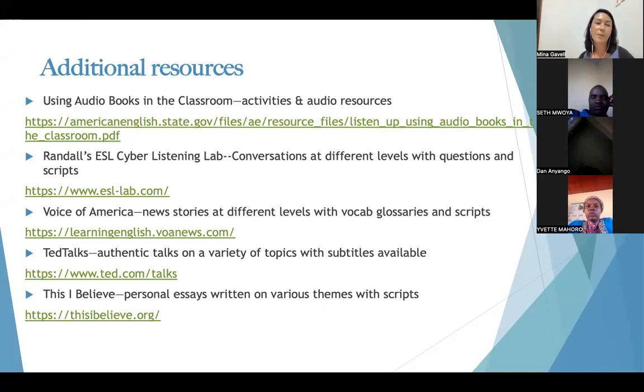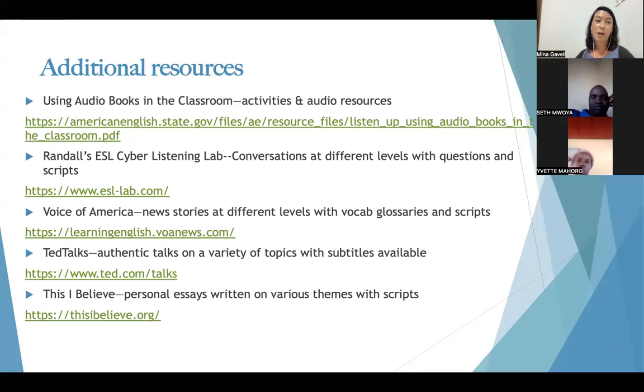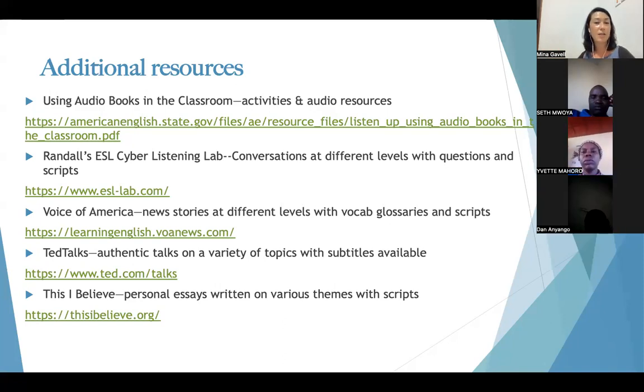The next one is Voice of America. There's a regular Voice of America that is actually authentic regular listening, but there's also a learning English version of Voice of America that makes the listening easier, with a beginner and intermediate level. It comes with glossaries and scripts, so students can also read what they hear. And then two authentic sources would be TED Talks for higher level students. It does come with subtitles, and a lot of them actually come with lesson plans as well.